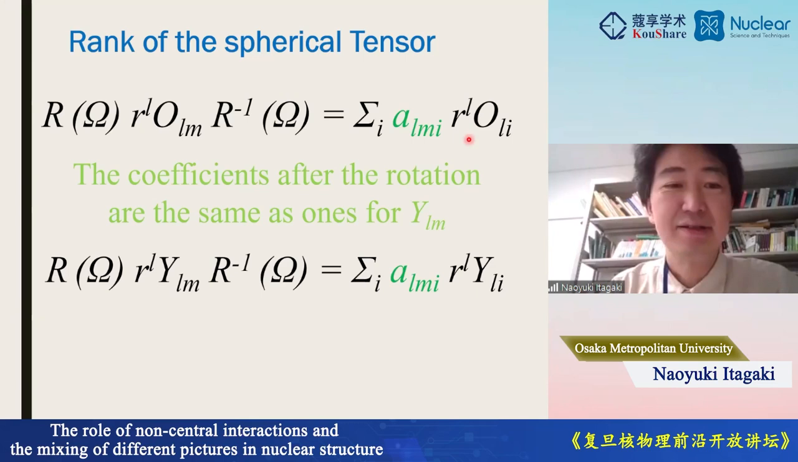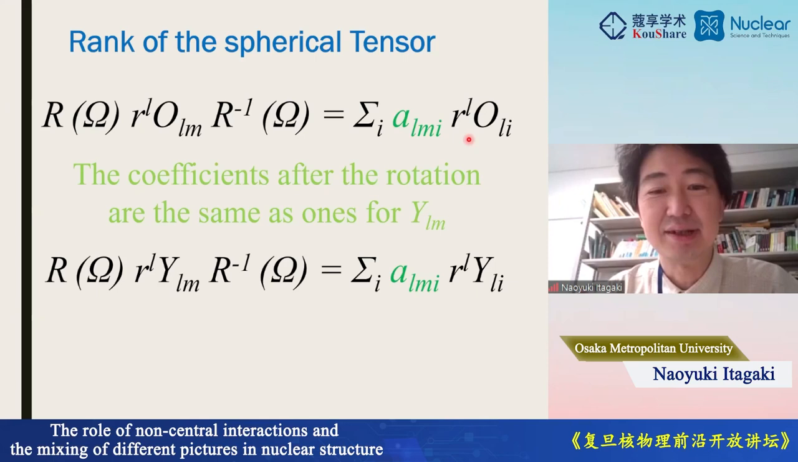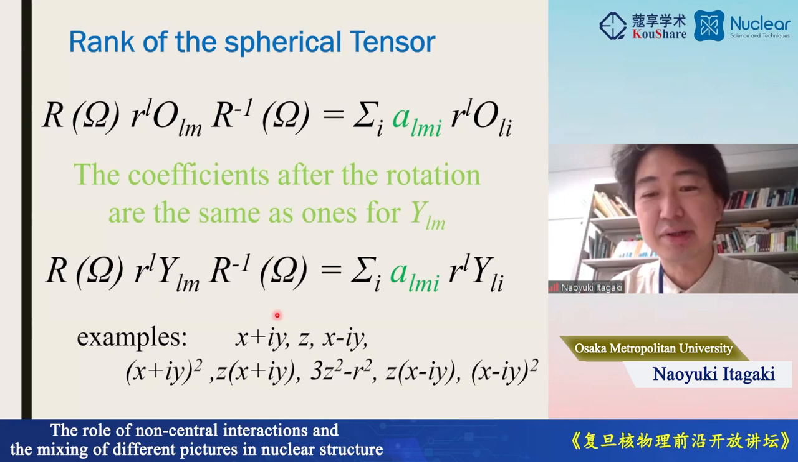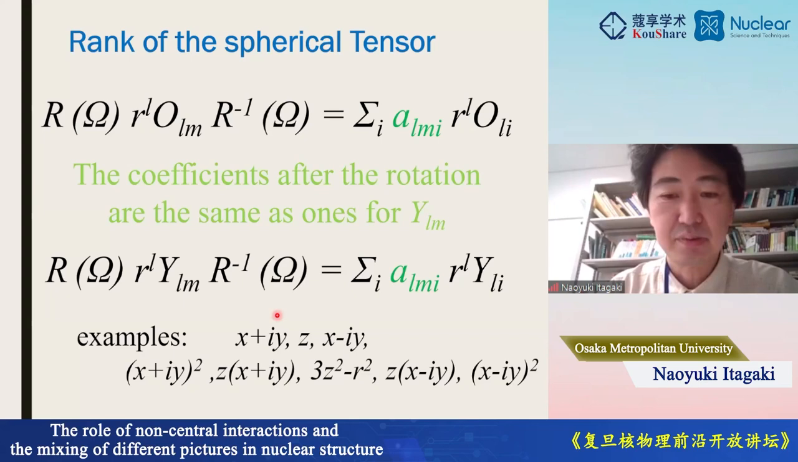The example is something like this. The spherical rank-one tensor is x plus iy, or z, or x minus iy, and these are the rank-one tensors, and these are the rank-two tensors, and so on. Okay, so the tensor interaction is something like this, one s1, two.